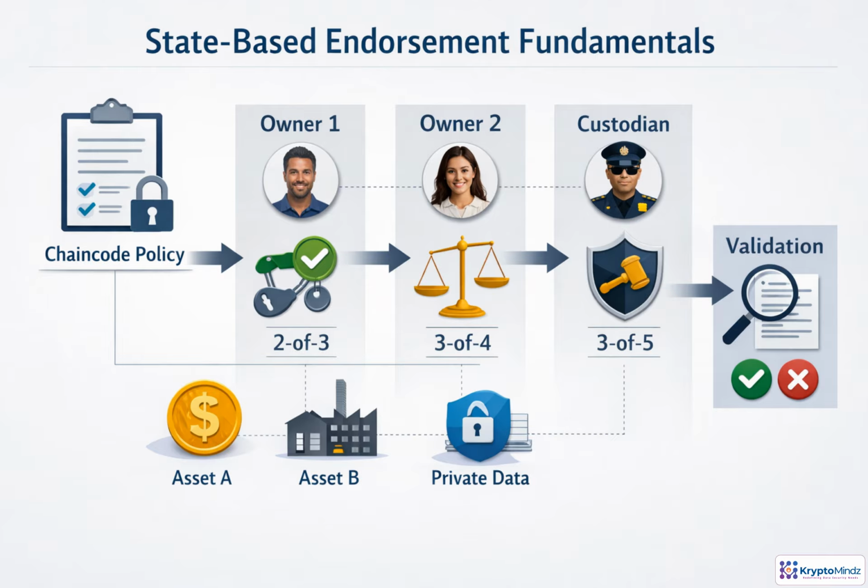State-based endorsement moves Fabric beyond one policy for the whole chaincode. A specific asset or private data key can carry its own validation rule, such as approval from one owner, multiple owners, or a custodian group. That rule is stored with the ledger state as a validation parameter. When a transaction updates that key, Fabric uses the key-level rule for validation, so high-risk or jointly owned assets can require stronger approval than ordinary records.